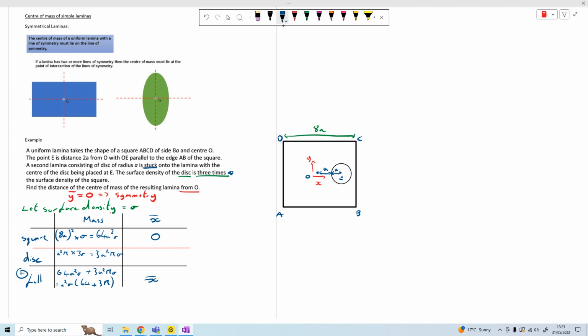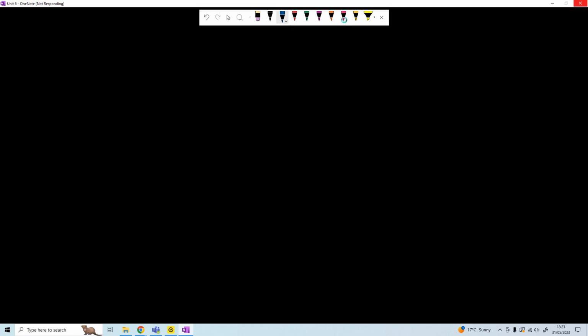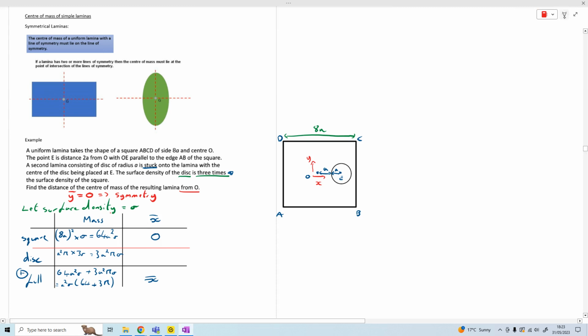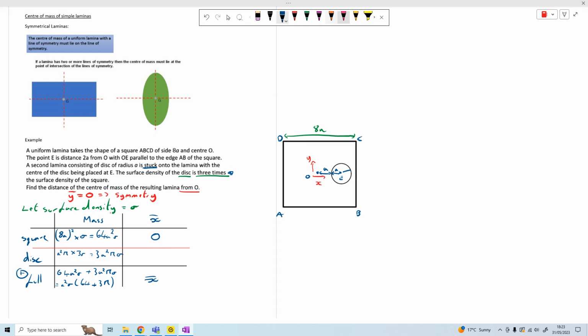Now let's think of where the center of mass of this circle is going to be. Right, the center of mass for the circle would be at the center of the circle. Now I've got to think about where that is compared to O over here. Remember, that is 2A away. So my x bar in this direction is going to be 2A. And that's everything done.